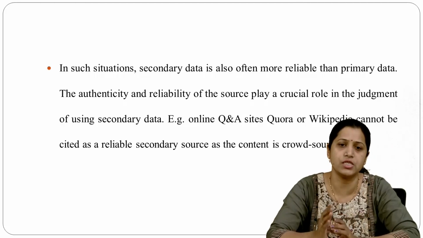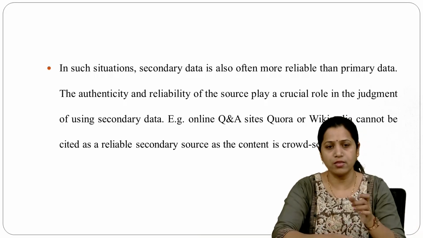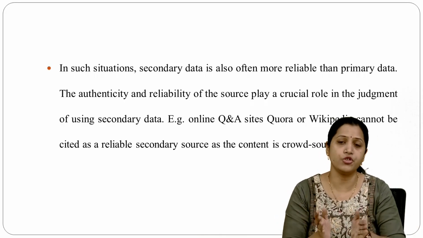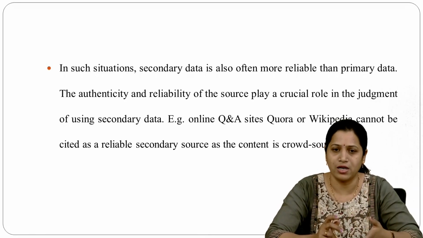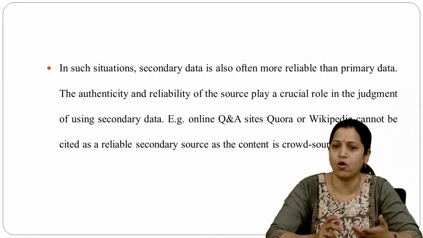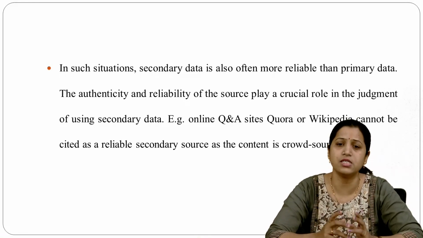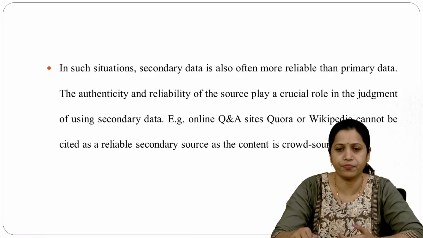In such a situation, secondary data is also often more reliable than primary data. In this case, the authenticity and reliability of the source play a crucial role in the judgment of using secondary data. Online question and answer sites like Quora or Wikipedia cannot be cited as a reliable secondary source, as we cannot directly trust the content.